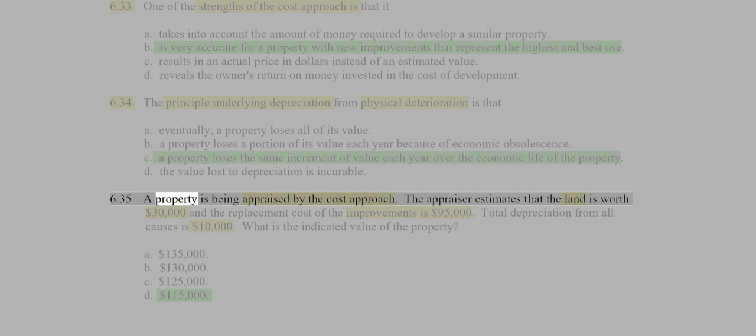6.35 A property is being appraised by the cost approach. The appraiser estimates that the land is worth $30,000 and the replacement cost of the improvements is $95,000. Total depreciation from all causes is $10,000. What is the indicated value of the property?